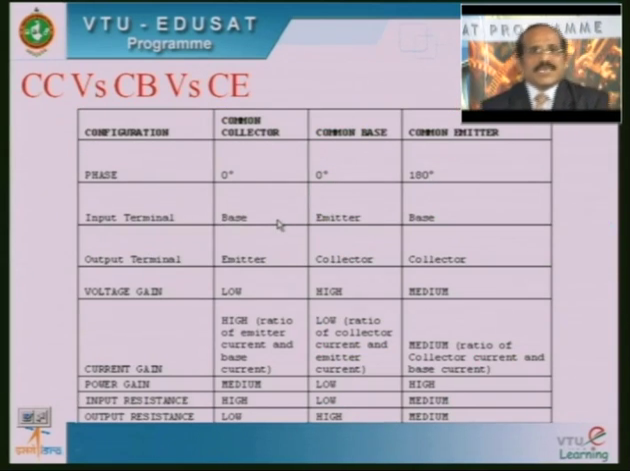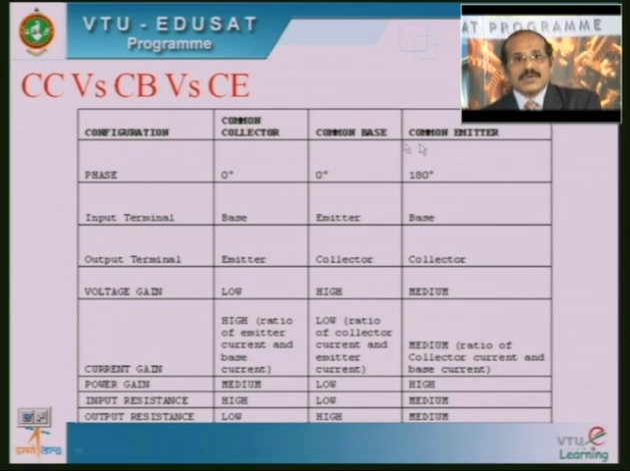If you compare these three configurations, common collector, common base, and common emitter, these are the few differences. One is the phase relation between the input and output. In the common emitter, we get a 180 degree phase shift between input and output, whereas in both common collector and common base it is 0 degrees, that means no phase shift. In common collector the input terminal is base, in common base it is emitter, and in common emitter it is base.